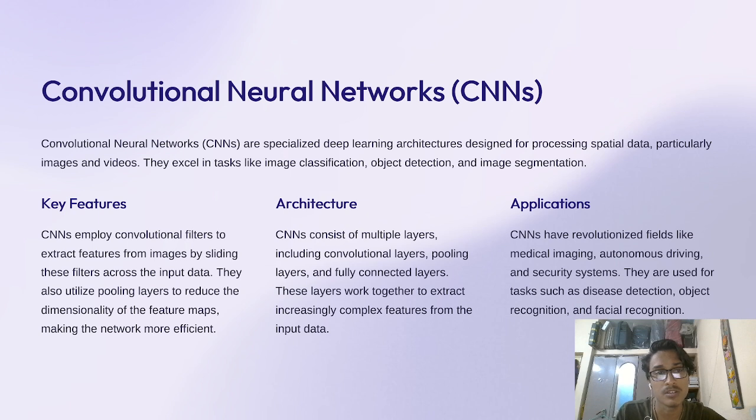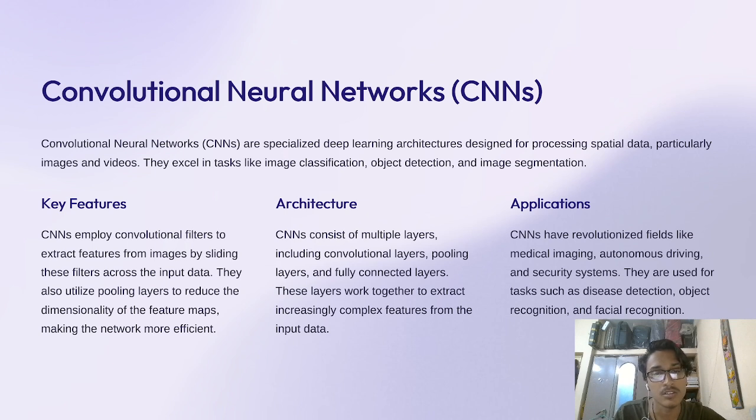Convolutional neural networks are specialized deep learning architectures designed for processing spatial data, particularly images. They excel in tasks like image classification, object detection, and image segmentation. Key features: CNNs employ convolutional filters to extract features from images by sliding these filters across the input data. They also utilize pooling layers to reduce the dimensionality of the feature maps, making the neural network more efficient.